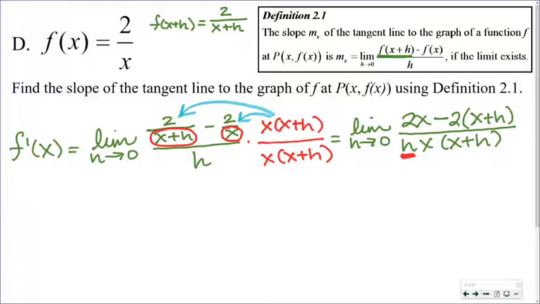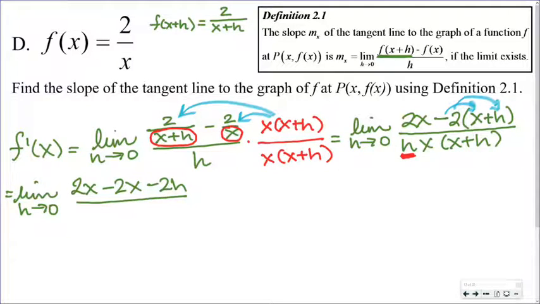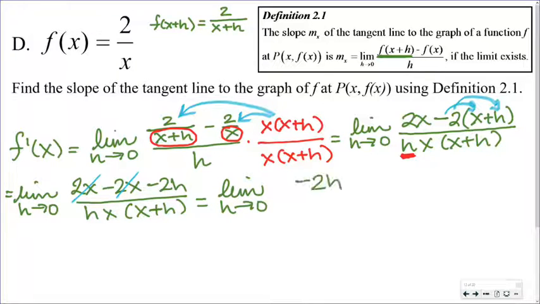Now I'm going to distribute the numerator. I'm going to distribute the -2 into the parentheses there. So I'm going to have the limit as h approaches 0 of 2x minus 2x minus 2h over hx plus h. And I can already see I think I'm going to be successful in what I'm trying to do here. My two x's are going to cancel each other out, and I'm going to be left with -2h in the numerator. And now you can see I'm going to solve the problem of the h in the denominator because these two h's I can cancel out.